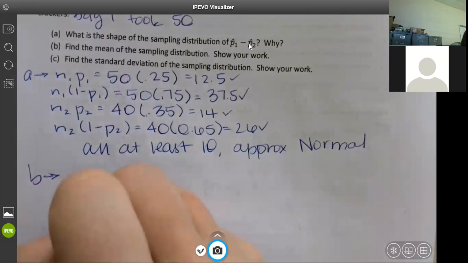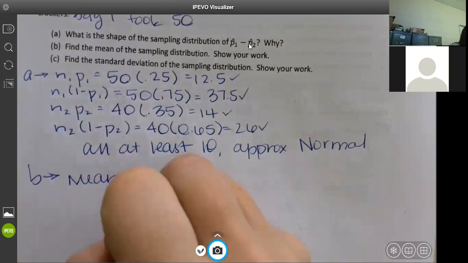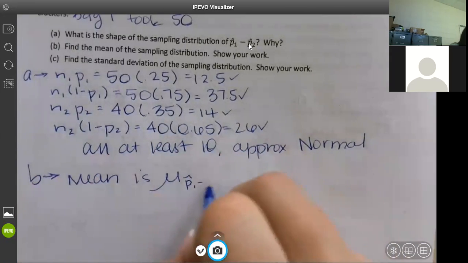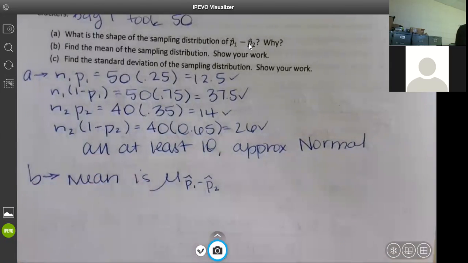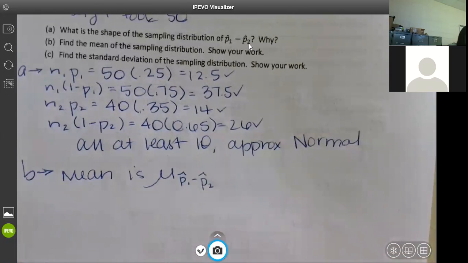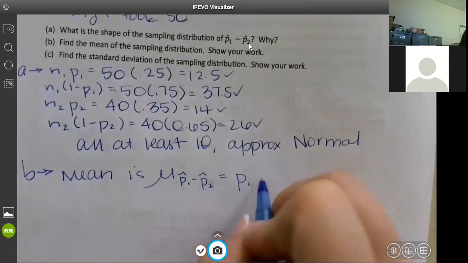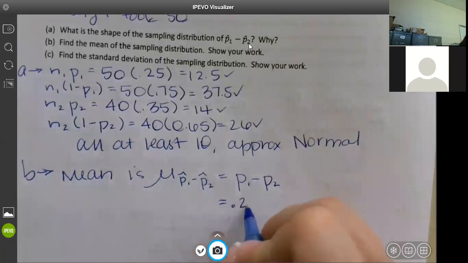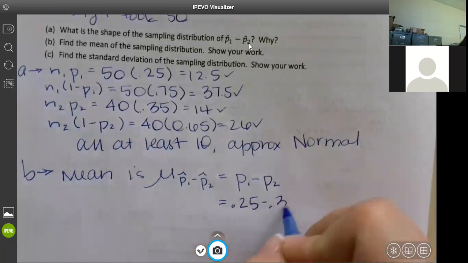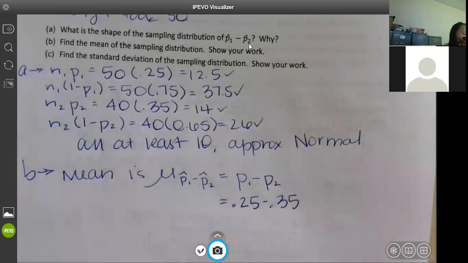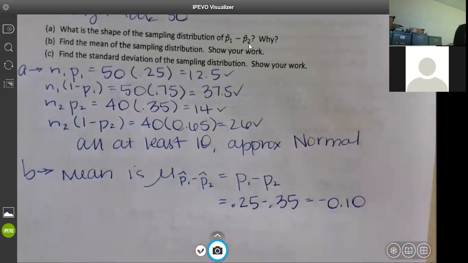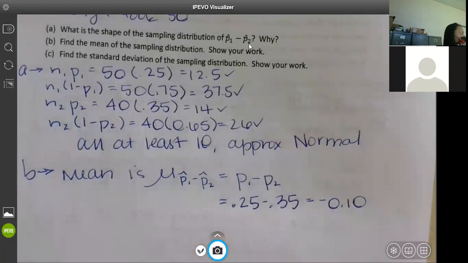So remember from the front chart, that mean is the mu or mean of P hat 1 minus P hat 2. And we said that'd be the same thing as P1 minus P2. Our first proportion from bag 1 was 0.25. From bag 2 was 0.35. So our mean was negative 0.10.